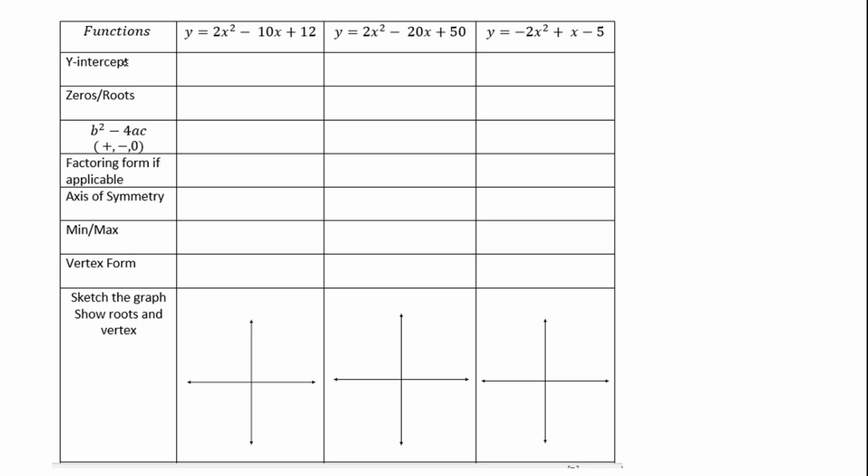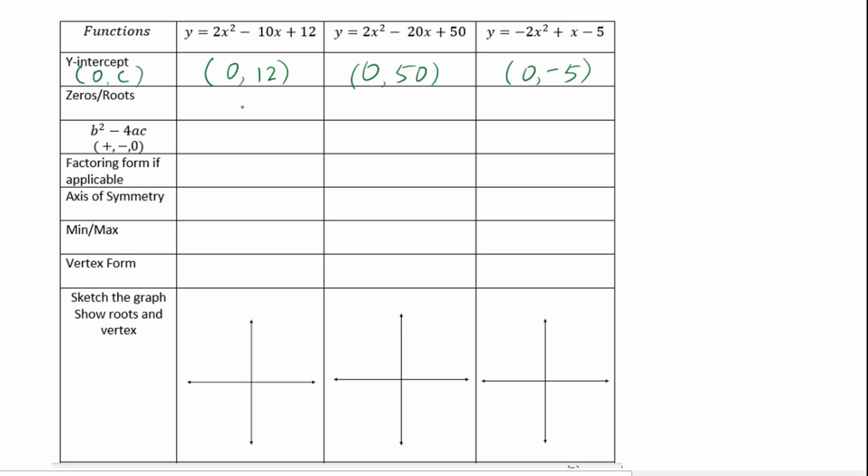Now let's fill out this form. We have three functions. For the y-intercept, we know that is (0, c). So you get (0, 12), (0, 50), and (0, negative 5).